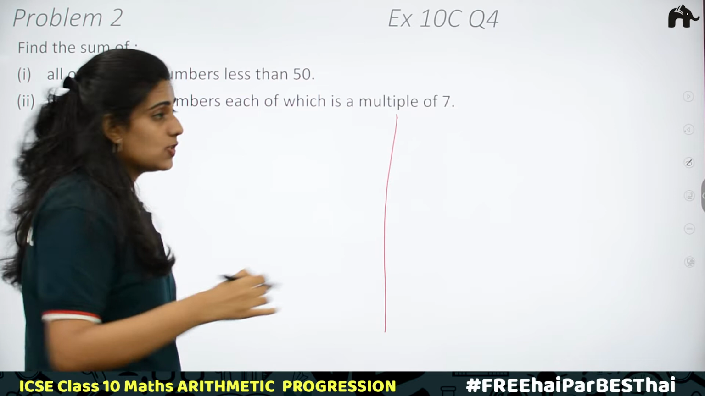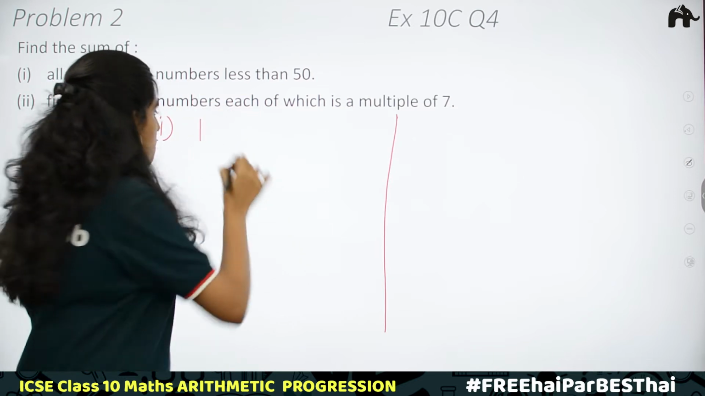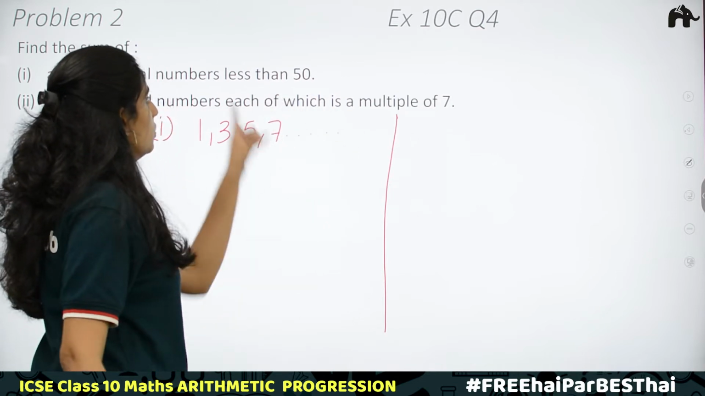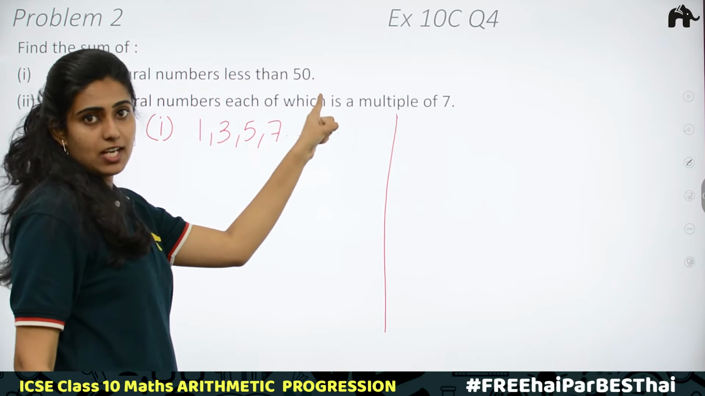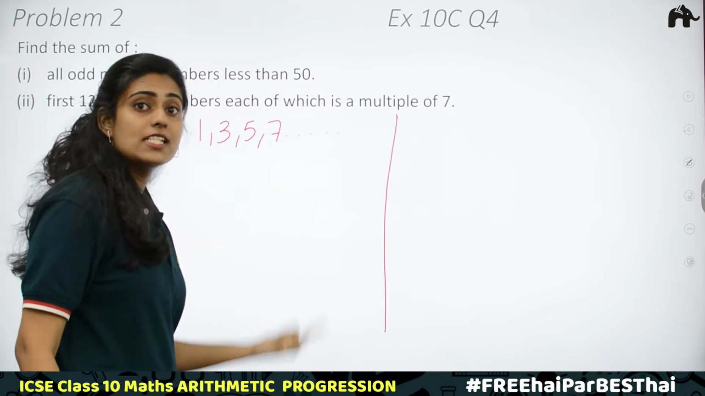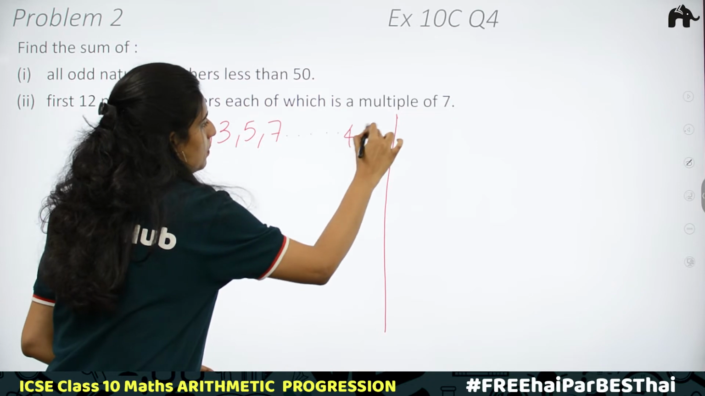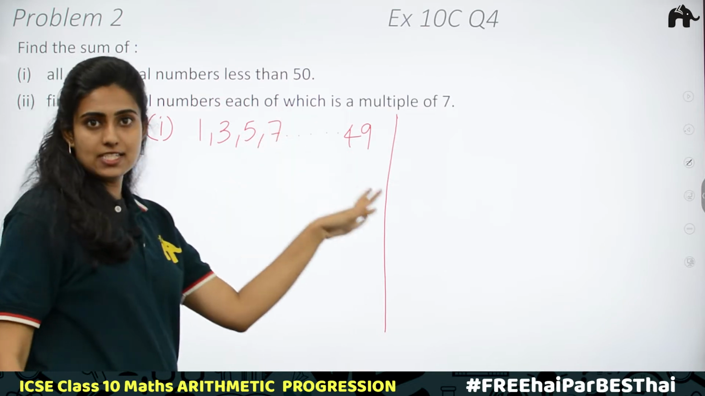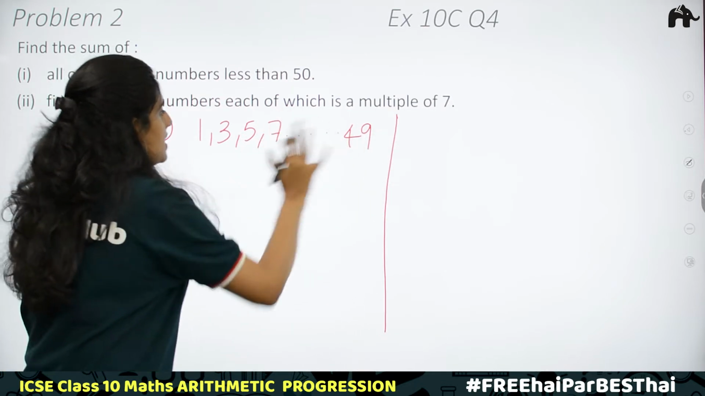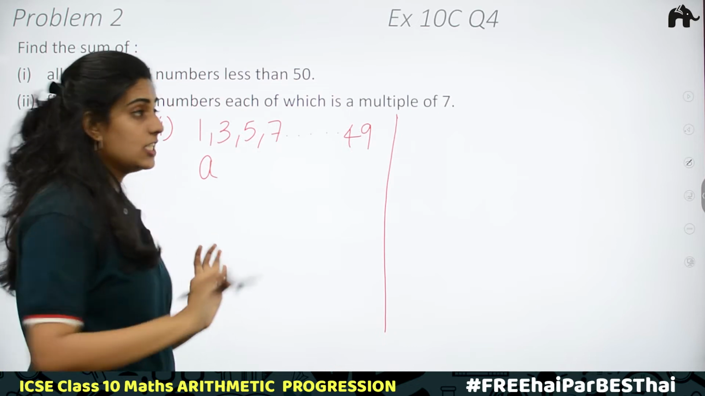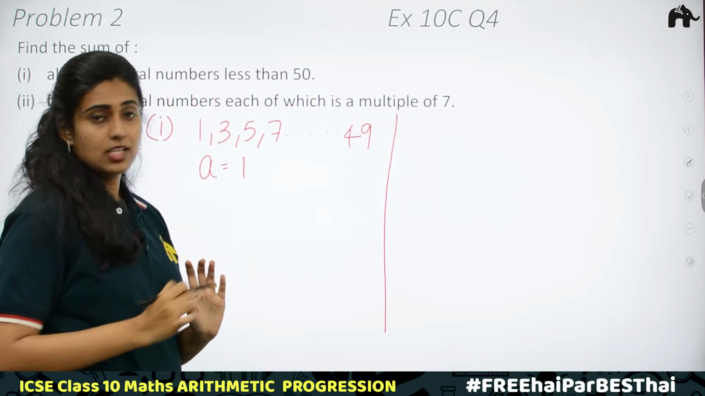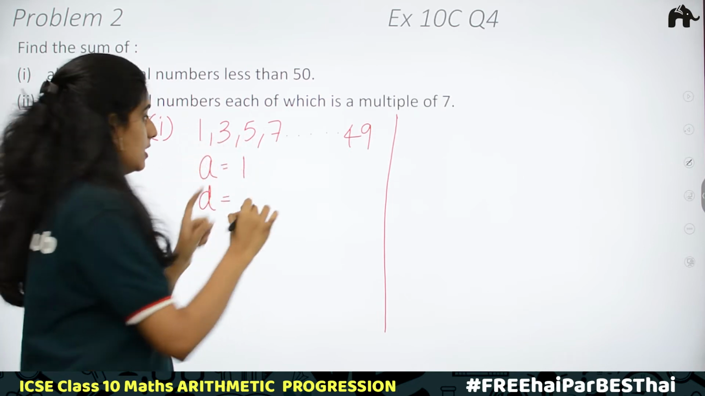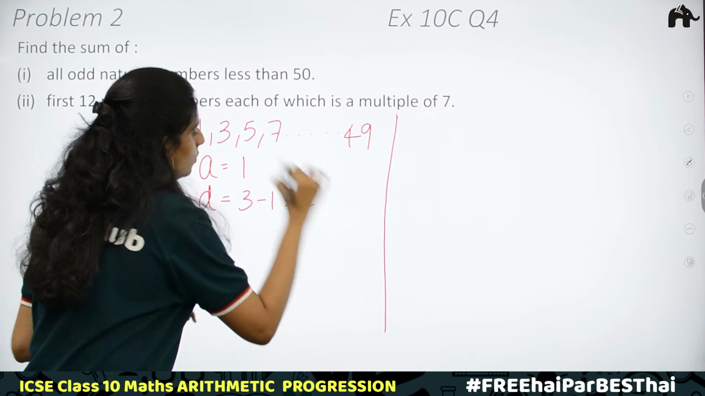Natural numbers, odd natural numbers, it starts from 1. 1, 3, 5, 7, etc. up to less than 50. 50 is an even number. The odd number which is less than 50 is 49. Up to 49. We have to find the sum of 1, 3, 5, 7, etc. up to 49. From this, we have first term a is equal to 1. What is the common difference d? d is equal to second term minus first term. 3 minus 1, that is equal to 2.